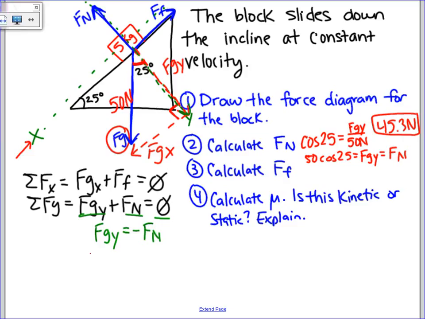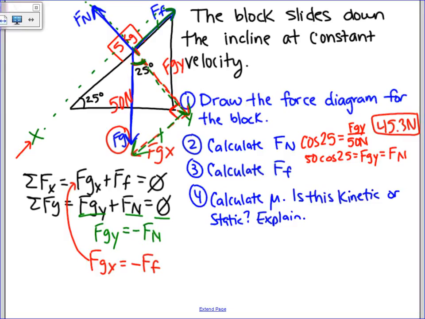All right, let's look at friction. Friction is going to be the opposite of force gravity x, as per the equation we wrote up here, since it's also in equilibrium. So in other words, if I can figure out what my force gravity in the x direction is, that's going to be the same as my force friction. All right, so let's do that. I'm going to use my triangle again.